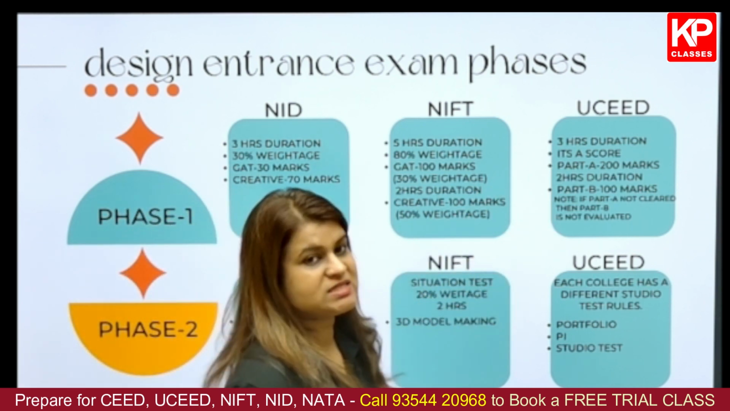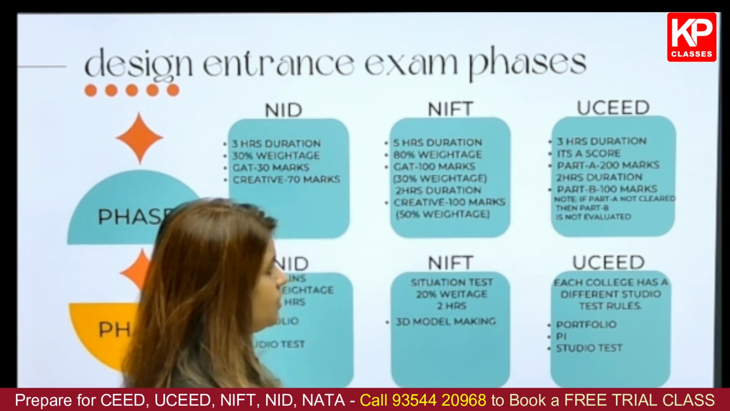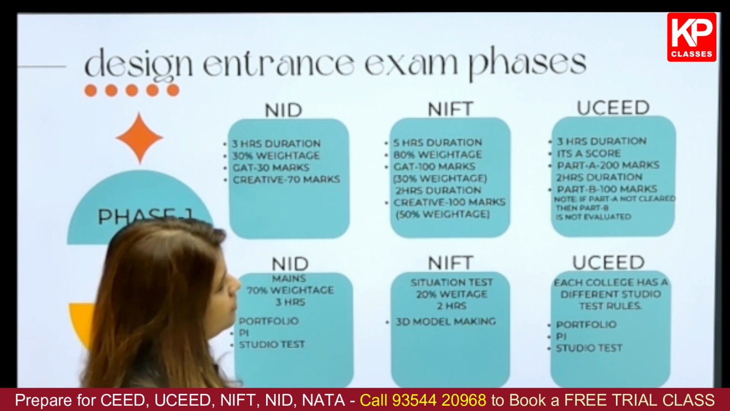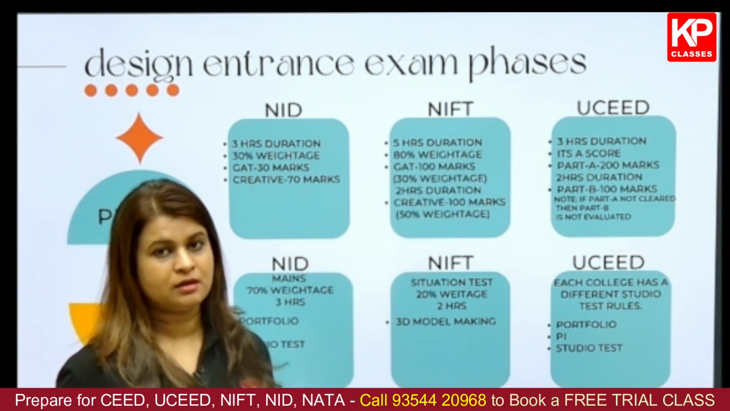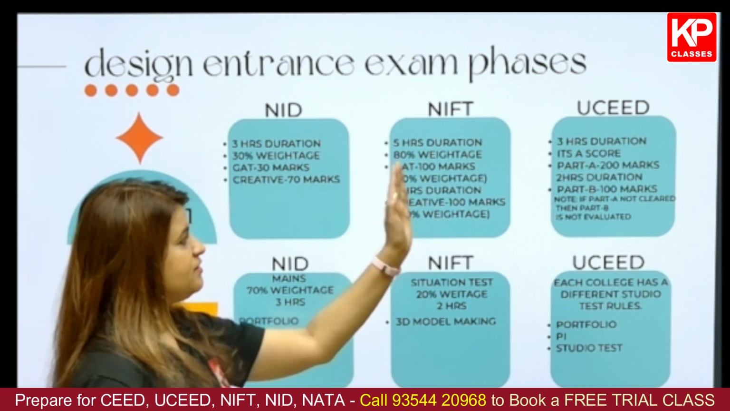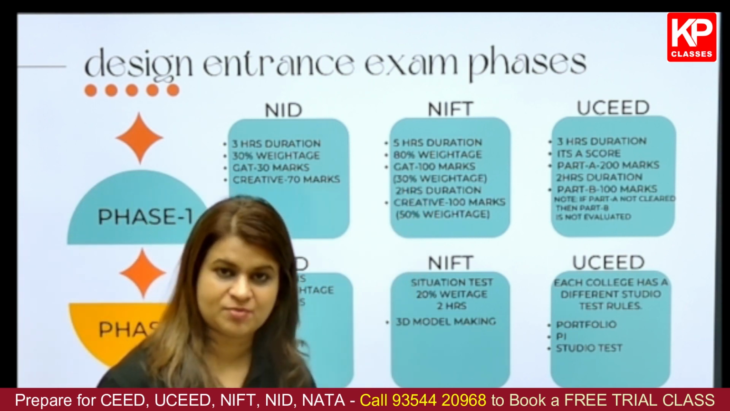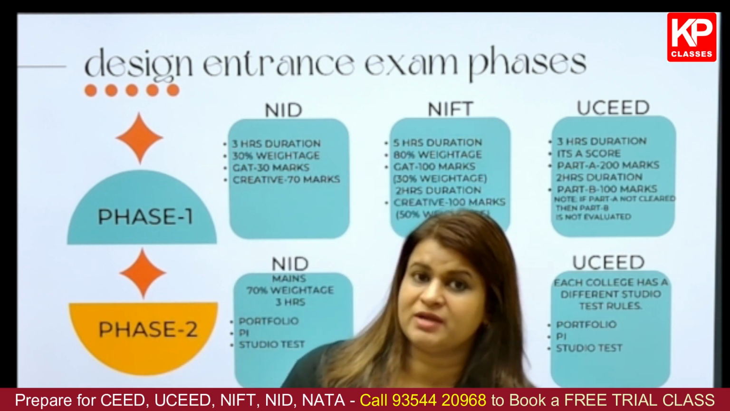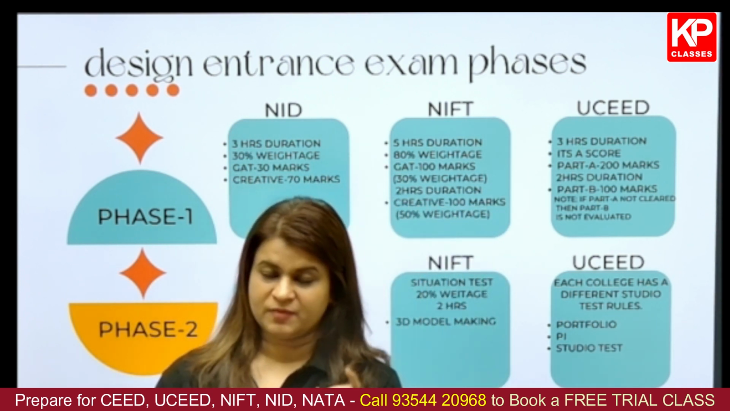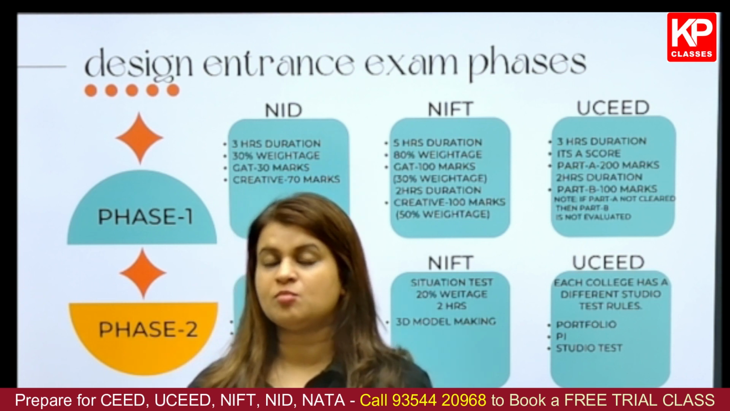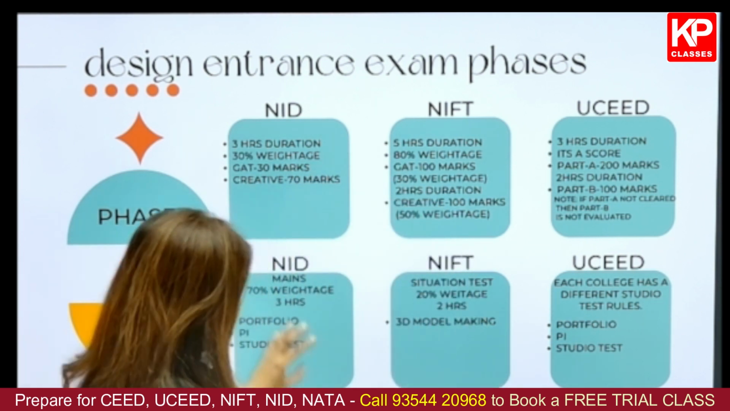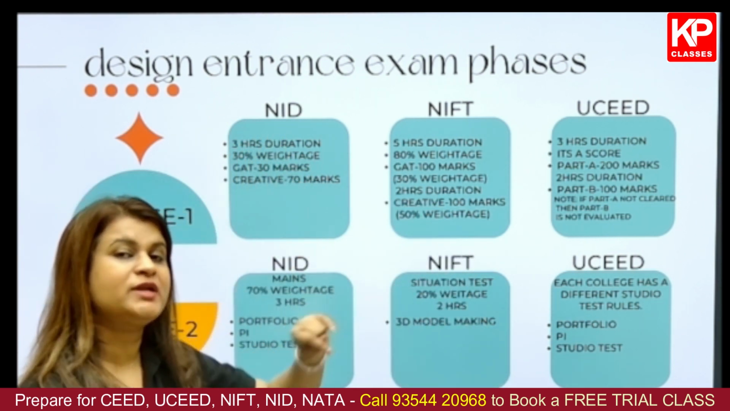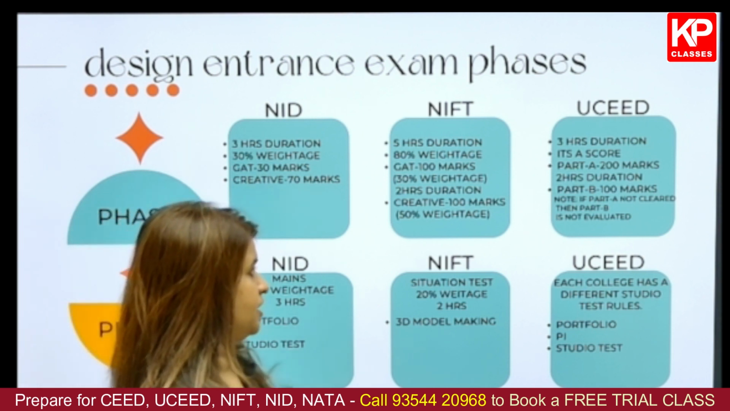Now let's look at UCEED first phase. Again, one more thing I have to add over here. NIFT GAT has a negative marking of 0.25. That means on every wrong answer, 0.25 from your total marks will be deducted. Whereas in NID, we don't have any negative marking.